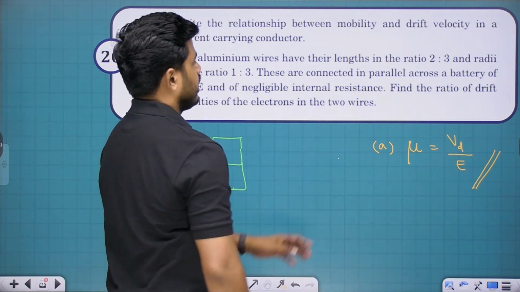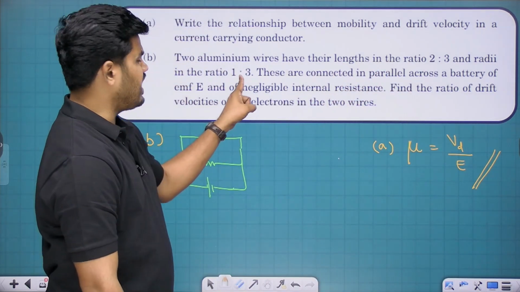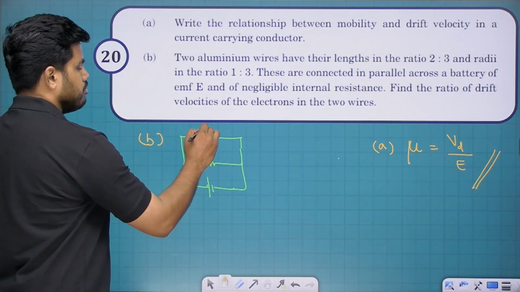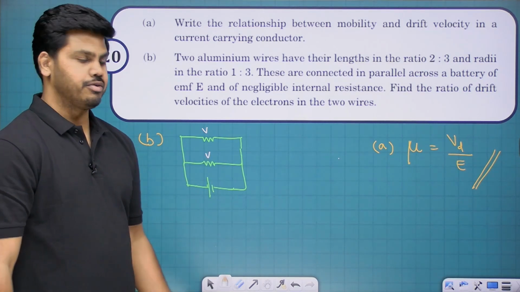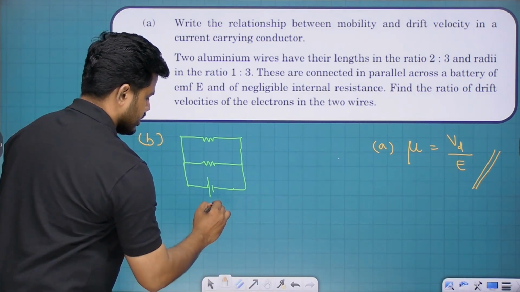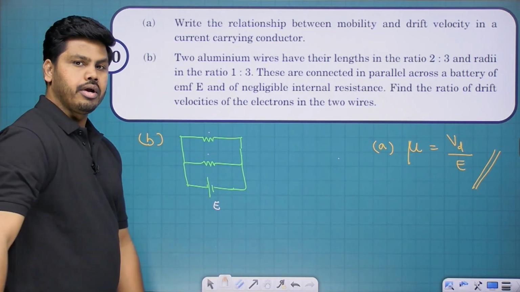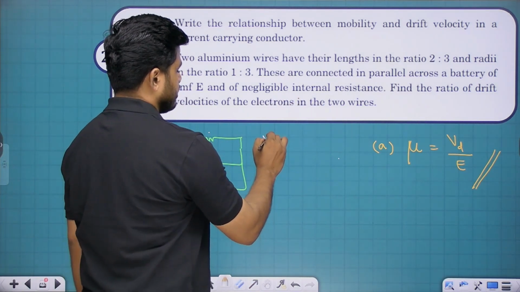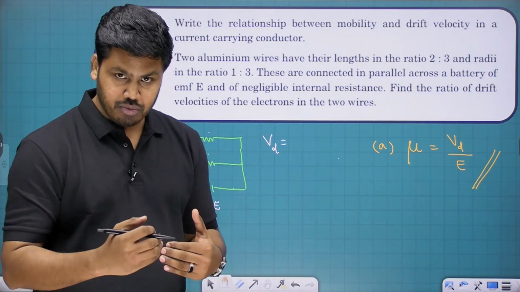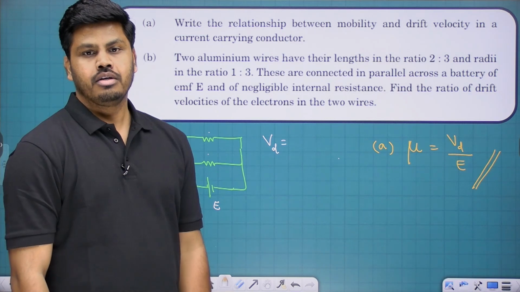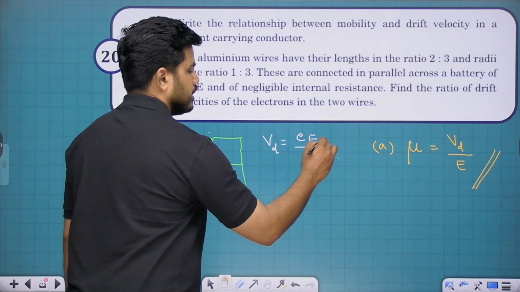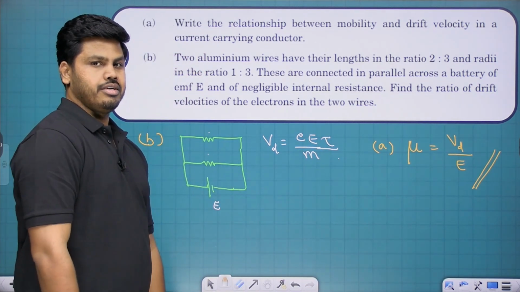Details given: we have the lengths, and the radius of cross section is given 1:3, and they are connected in parallel. So both of them will have the same potential difference, right? Same potential difference because they are connected across a cell of voltage V. Actually, it is E. So the same potential across both the wires. See, how can you relate drift velocity in terms of potential difference, length of the wire, area of cross section? We have the drift velocity equation eE divided by m into tau, right?